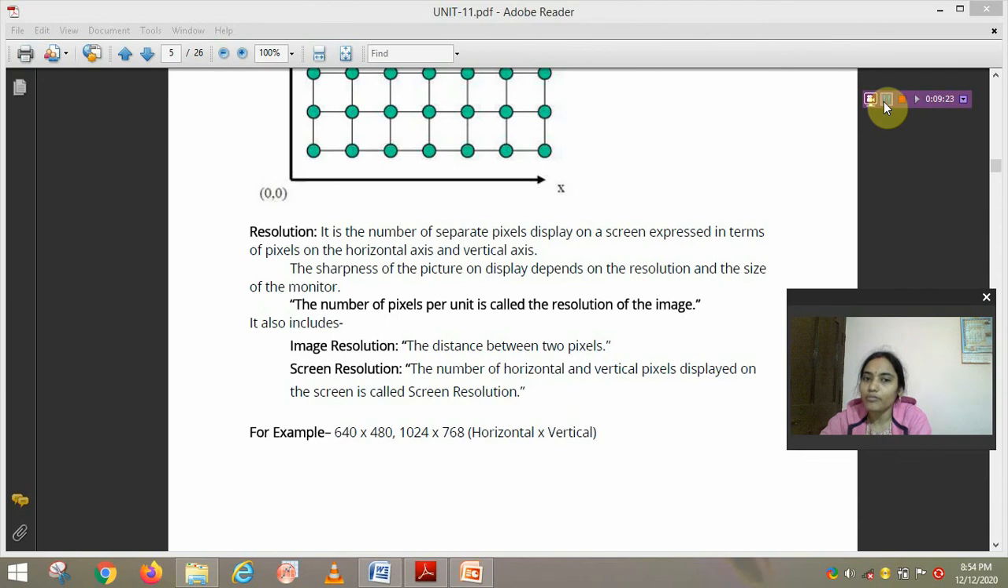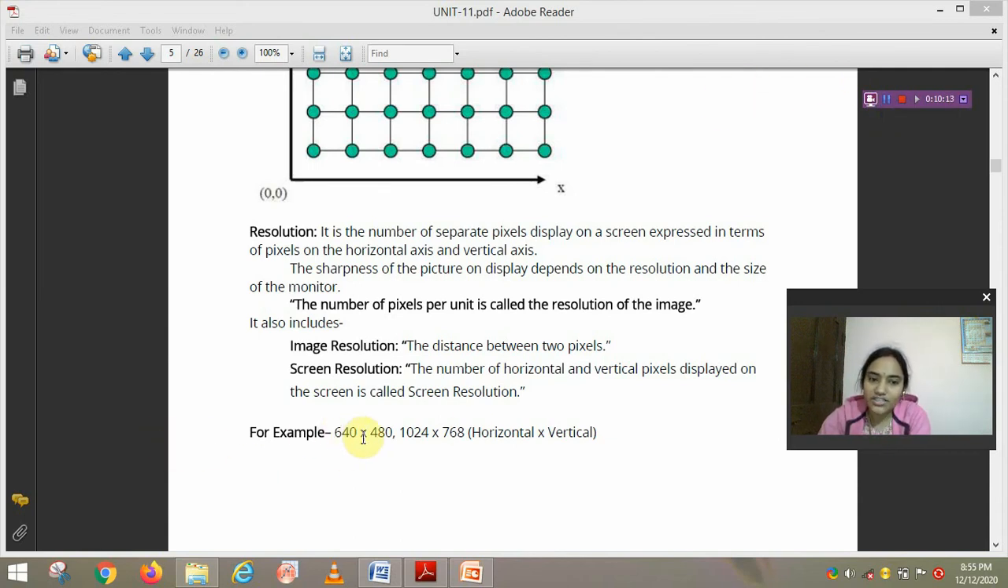The number of pixels per unit is called the resolution of the image. That means per unit how many pixels there are is measured as the resolution of the image. It includes image resolution and screen resolution. Image resolution means the distance between two pixels, and screen resolution means the number of horizontal and vertical pixels displayed on the screen.